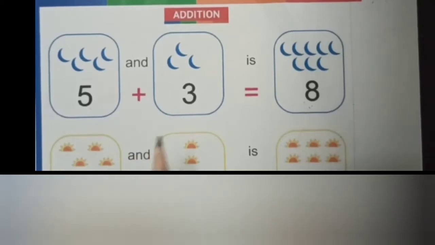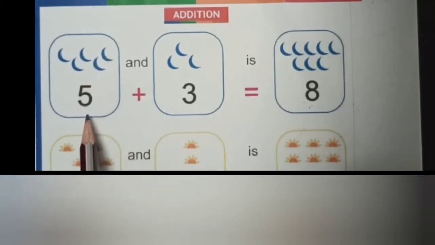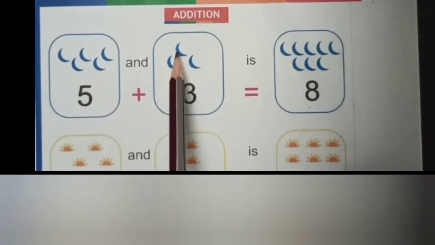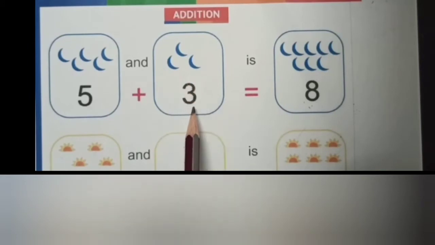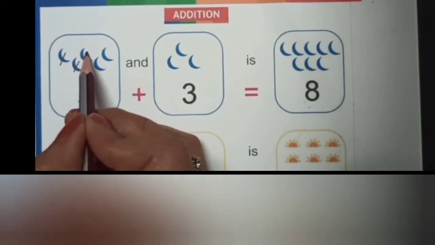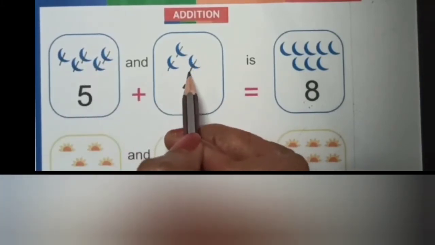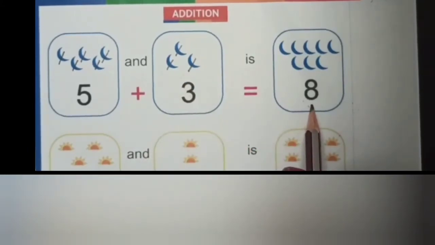Okay, now let's count. 1, 2, 3, 4, 5. We have number 5. 1, 2, 3. Number 3. So we have to add 5 plus 3 to get the total. So for that we have to count. So we'll count 1, 2, 3, 4, 5, 6, 7, 8. So the total is 8.